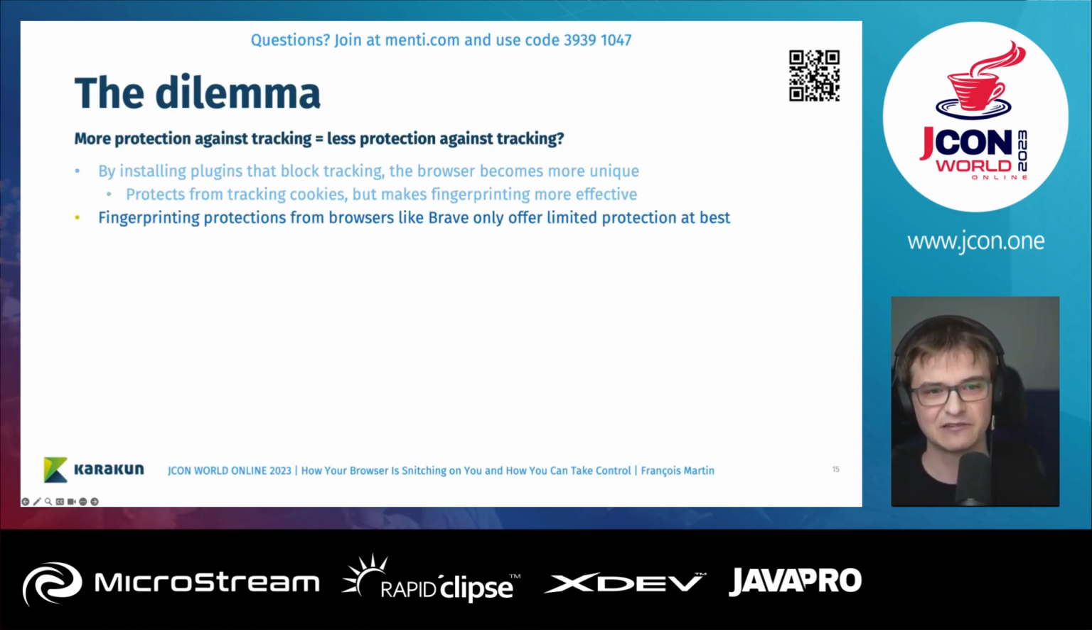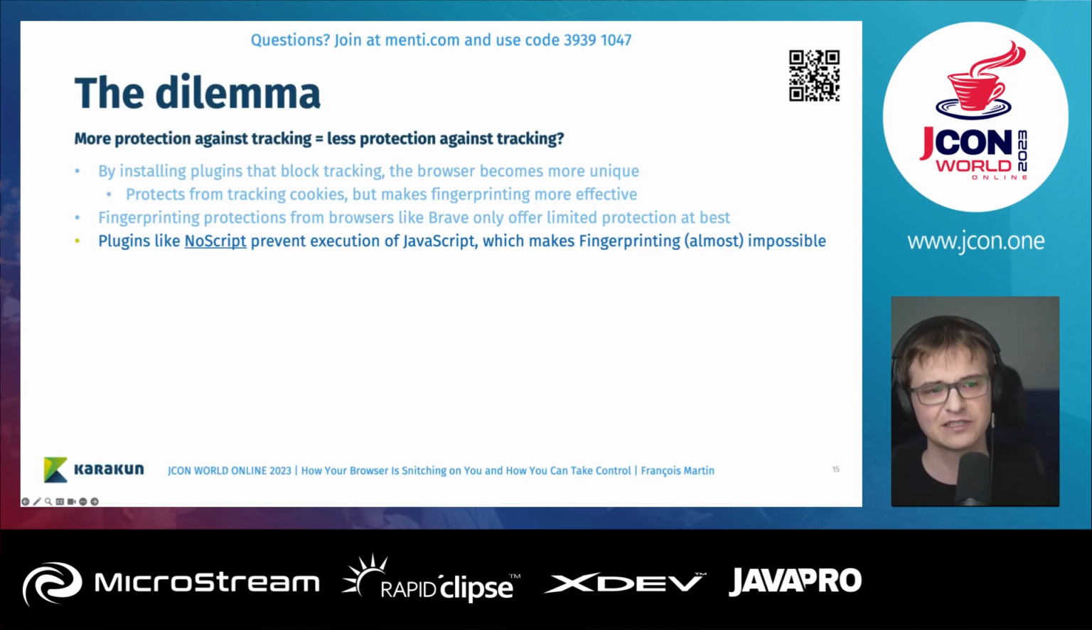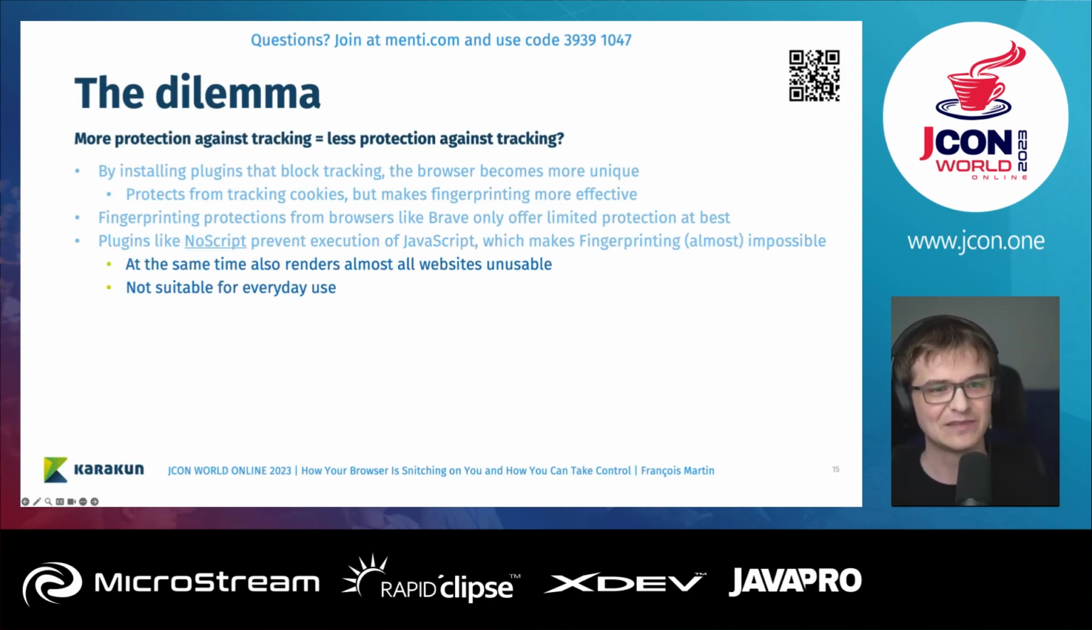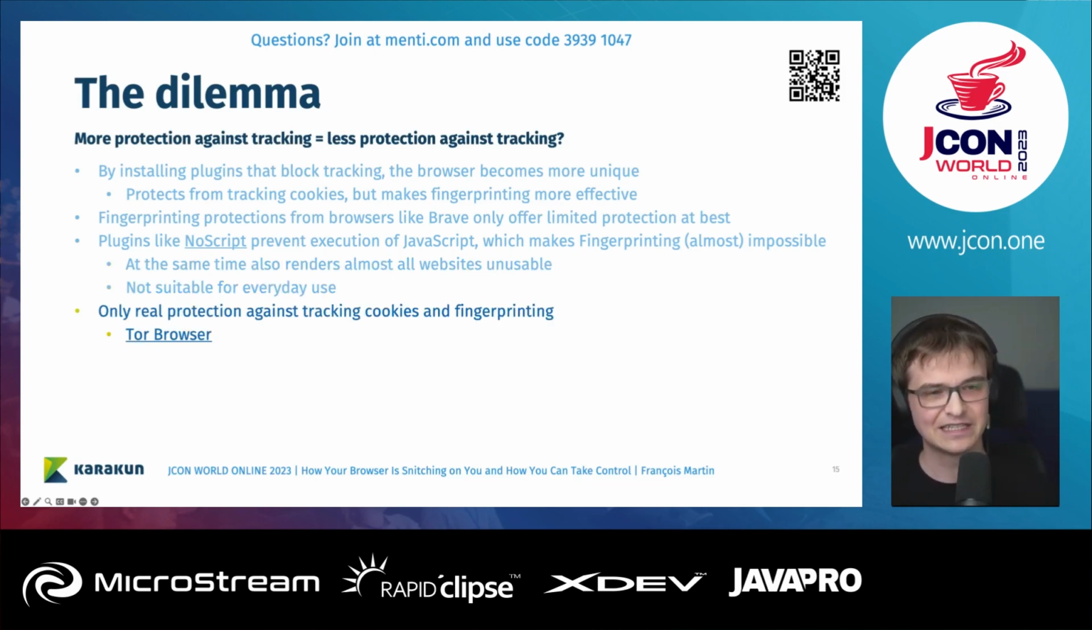Fingerprinting protections from browsers like Brave only offer limited protection at best, as you have seen earlier. There are plugins like NoScript that prevent the execution of JavaScript, which makes fingerprinting almost impossible, but at the same time also renders almost all websites unusable. So it is not really suitable for everyday use. And the only real protection I could find against tracking cookies and fingerprinting is to use the Tor browser.